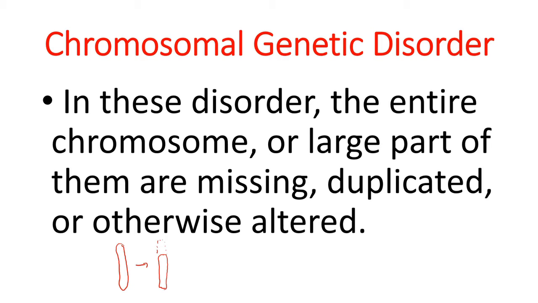Or it can be duplicated. For example, instead of a pair having two copies, it's duplicated, so it becomes 1, 2, 3. This is the case of your trisomy disorders.